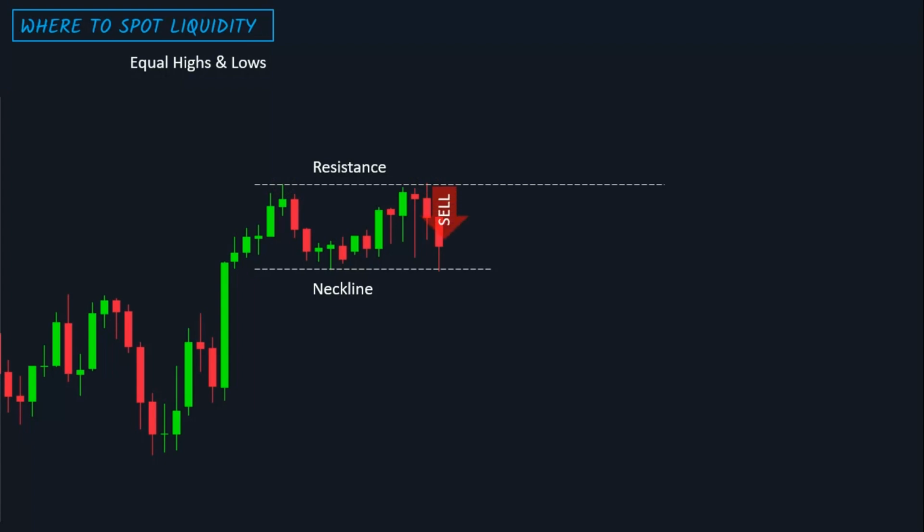Retailers enter short positions from the resistance line, or some will sell at the breakout of the neckline. As a result, a cluster of buy-side liquidity builds up above these equal highs in the form of stop losses from all the short sellers from different levels. Smart money targets this liquidity intentionally.